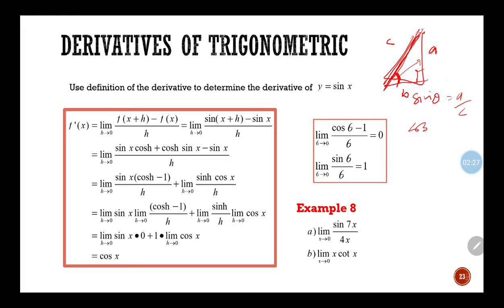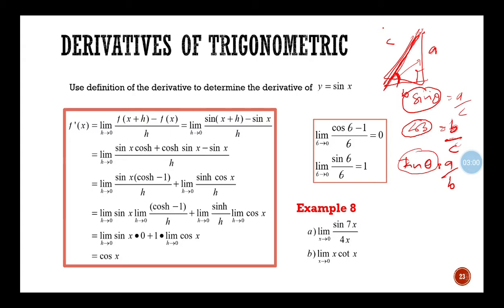Okay, cos theta is B over C, and then we have tangent theta, A opposite over adjacent, A over B. And then we have 1 over sine theta is cosecant theta, 1 over cos theta is secant theta, and 1 over tangent theta is cotangent theta. Just a quick recap on that. What is the trigonometric function?